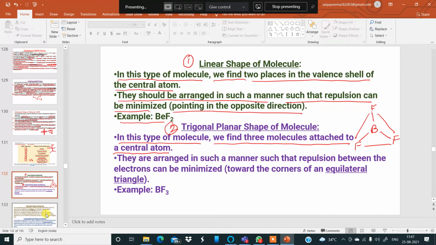The boron and the 3 fluorines are on the same plane. They are arranged in such a manner that the repulsion between the electrons can be minimized towards the corners of an equilateral triangle. So the example is boron trifluoride. This is the second type of shape.